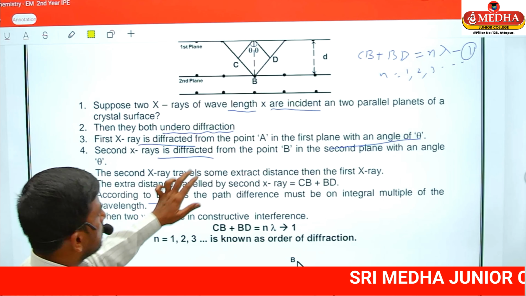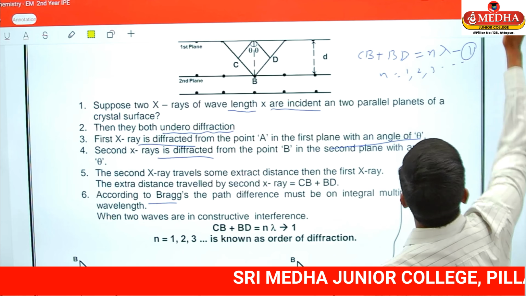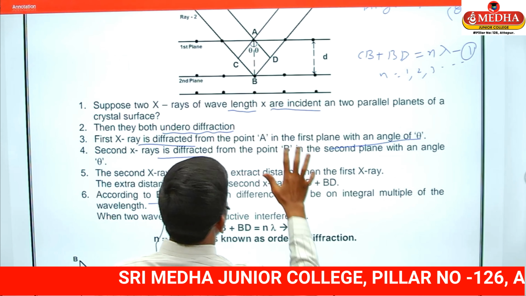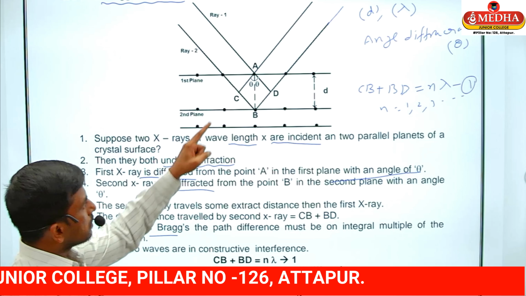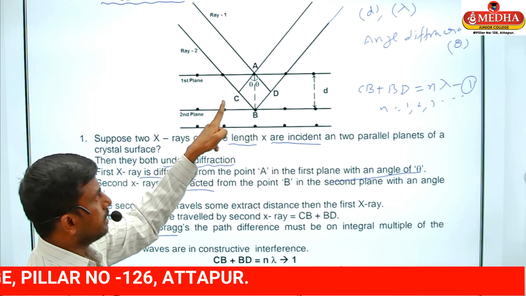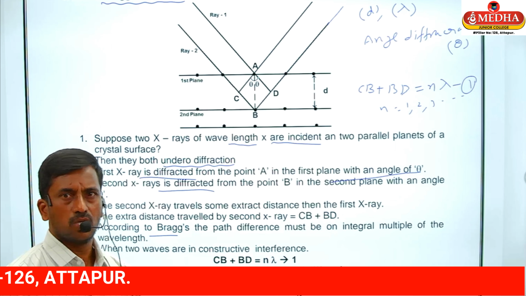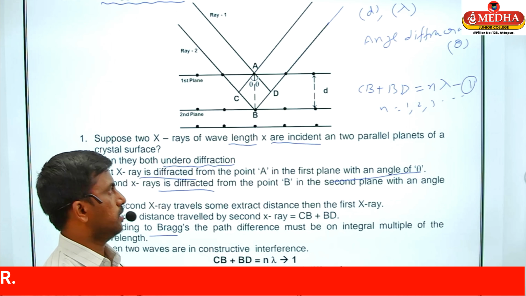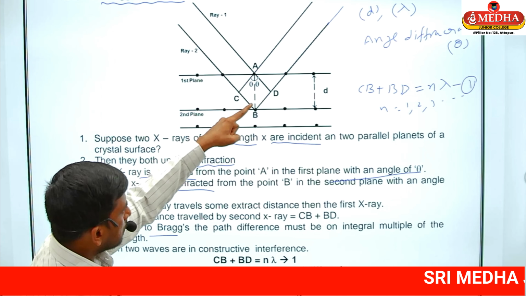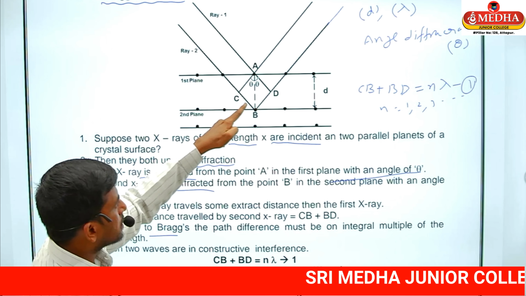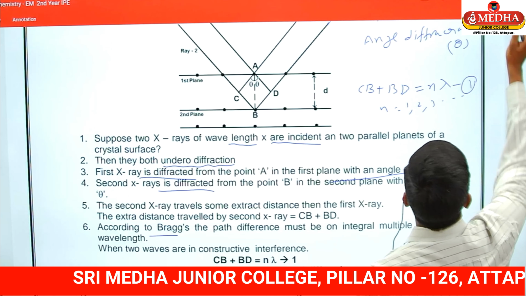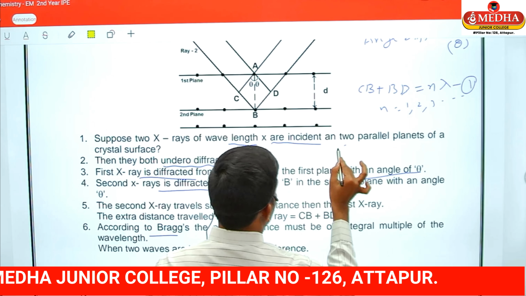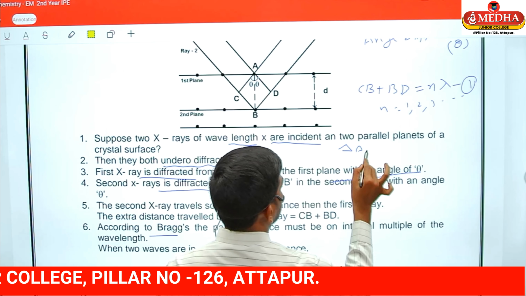Now according to the diagram, observe that two triangles are there: triangle ABC and triangle ABD. Both are similar to each other. First, take triangle ABC.